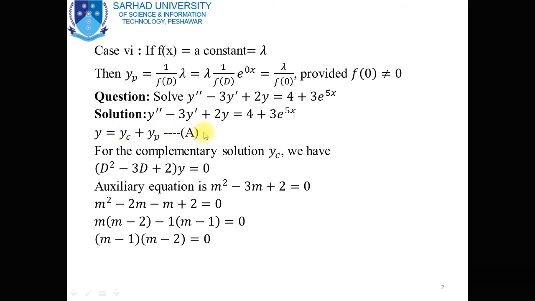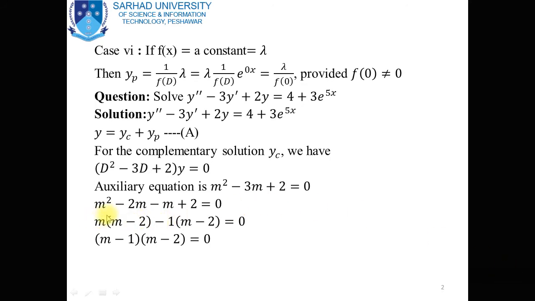For the complementary solution, we take the homogeneous part of this non-homogeneous equation, like you see over here, D square minus 3D plus 2 into y is equal to 0. Now y is equal to 0 is the trivial solution, and we need the non-trivial solution. For the non-trivial solution, we write the auxiliary equation as m square minus 3m plus 2 is equal to 0. Now to solve this polynomial by factorization by sum and product, m square minus 2m minus m plus 2 is equal to 0, and now we can write m into m minus 2 and minus 1 into m minus 1.